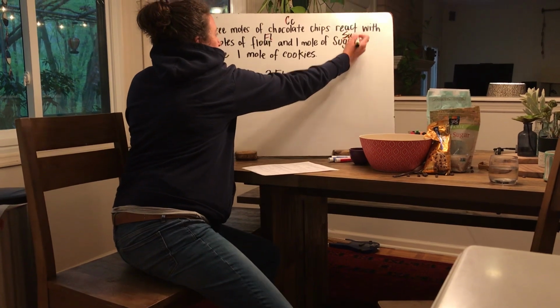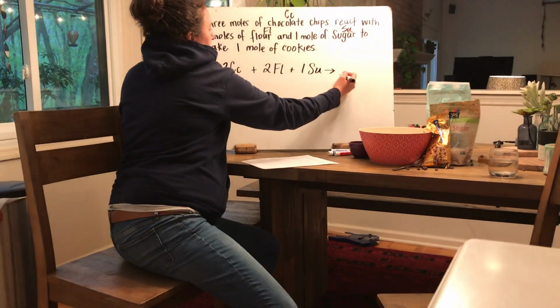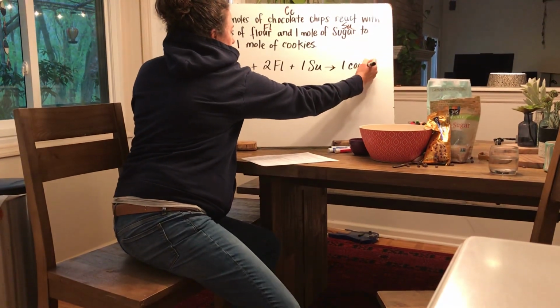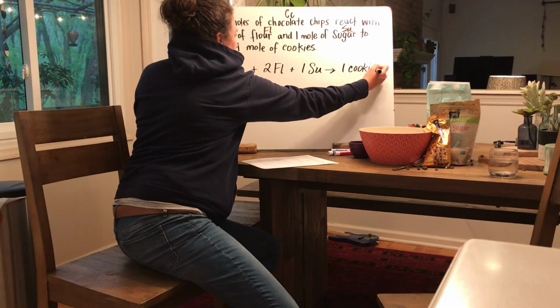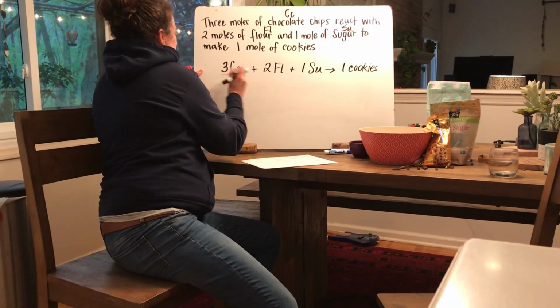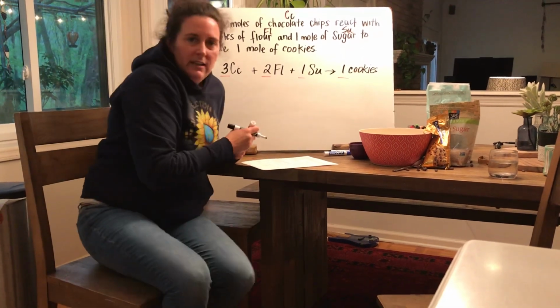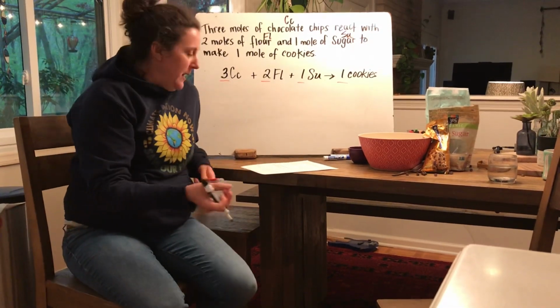With 1 mole of sugar, SU, to make 1 mole of cookies. Okay, so here's our balanced chemical equation. And as you guys know already, these coefficients represent an amount. In this case, an amount in moles, right?